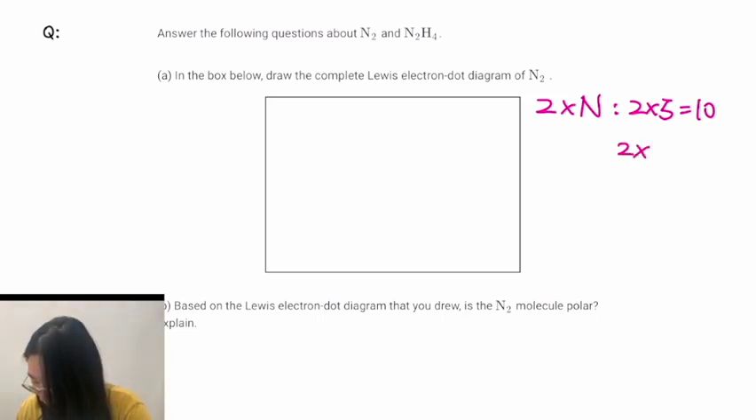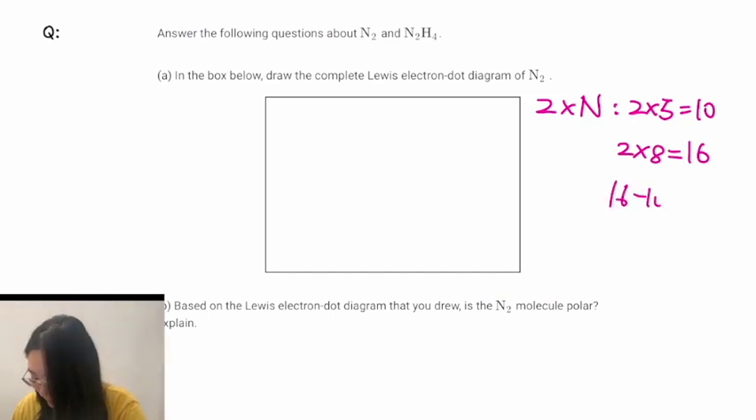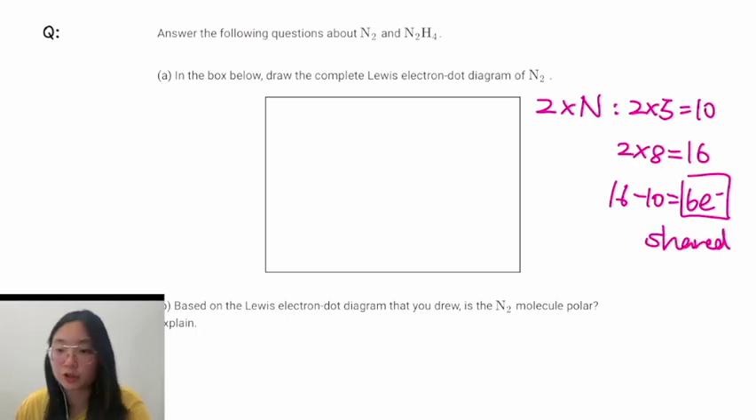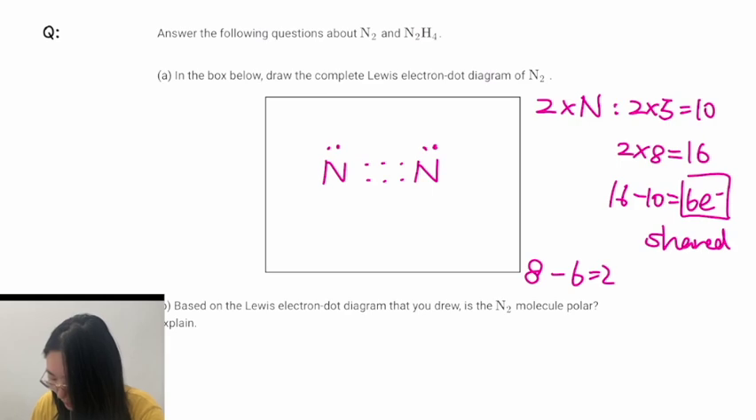To achieve the full octet state, 2 times 8, we need 16 electrons. So we are 6 electrons short, which means 6 electrons are shared within this nitrogen gas molecular structure. Okay, so it will be nitrogen, 1, 2, 3, and each nitrogen will have 2 lone pair electrons. So you can draw nitrogen triple bond nitrogen with 2 lone pair electrons.